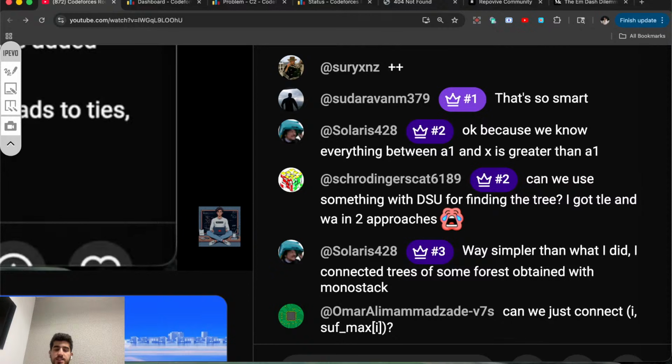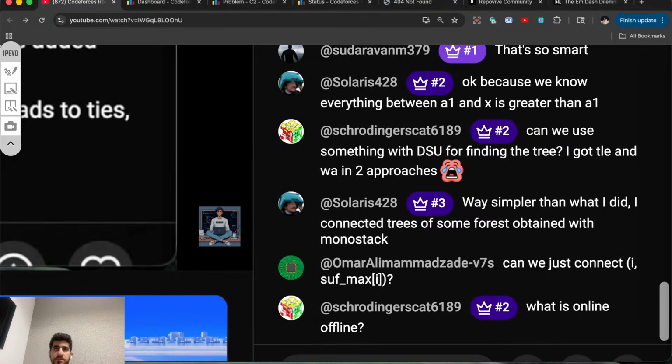Can we just connect i and the max of i? Let me see. That's an interesting idea. Can we just connect i and the maximum that appears after it?